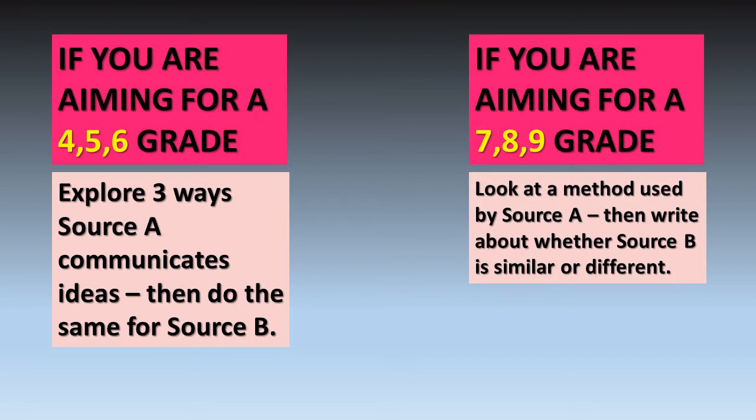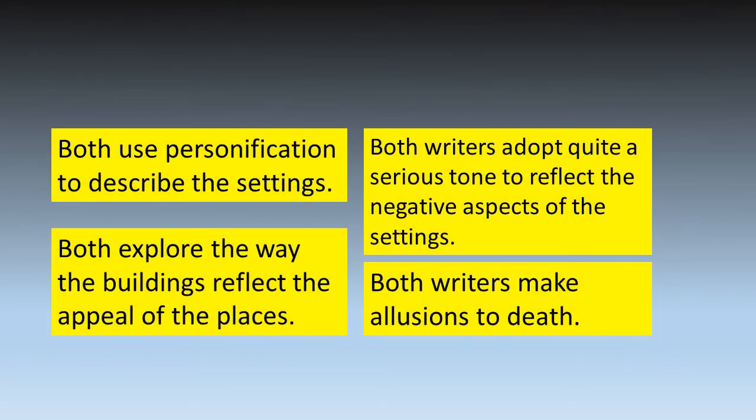If you're aiming for a 7, 8, 9 grade, you might look at a method used by source A and then write about whether source B is similar or different in its approach. They might both use, say, similes, but for very different reasons to explore those different perspectives that they have. So here we've got some ideas that we could use to be comparative today. So both use personification to describe the settings.